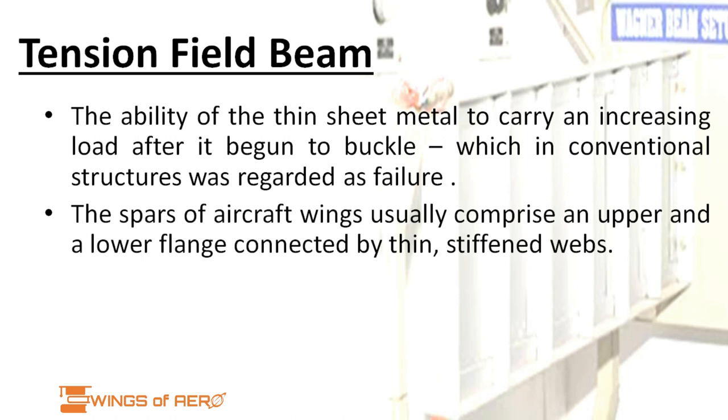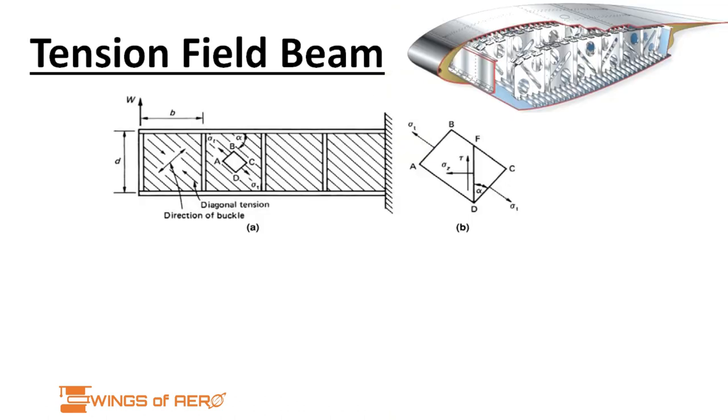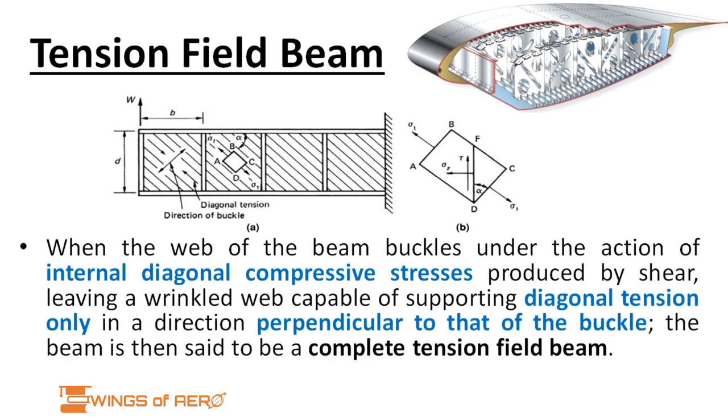The spars of aircraft wings usually comprise upper and lower flanges connected by thin stiffened webs. These webs are often of such thickness that they buckle under shear stresses at a fraction of the ultimate load. So when the web of a beam buckles under the action of internal diagonal compressive stresses produced by shear, it leaves a wrinkled web capable of supporting diagonal tension only, in the direction perpendicular to the buckle. Thus, the beam is said to be a complete tension field beam.